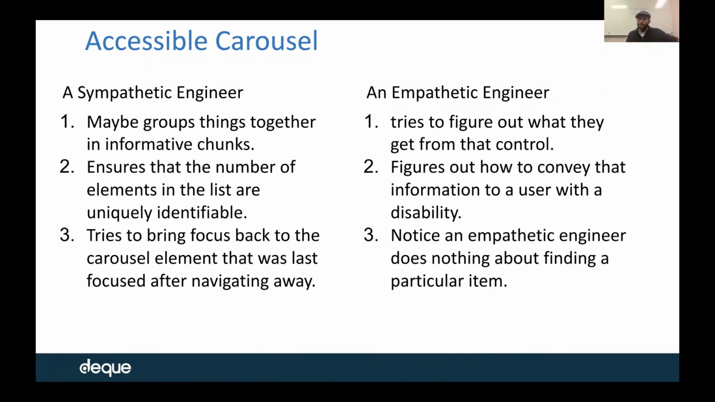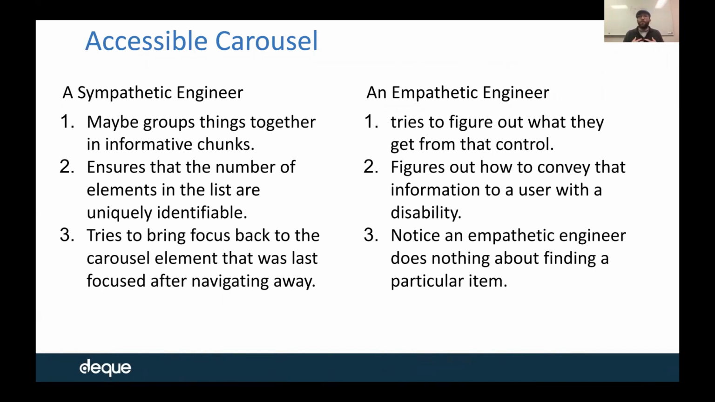You can search for friends, or you can find friends of friends directly by going to their pages, right? There are other ways of solving those problems. An empathetic engineer doesn't try to allow people to go back to a specific item in a carousel, because that's not what the typical user experience is.